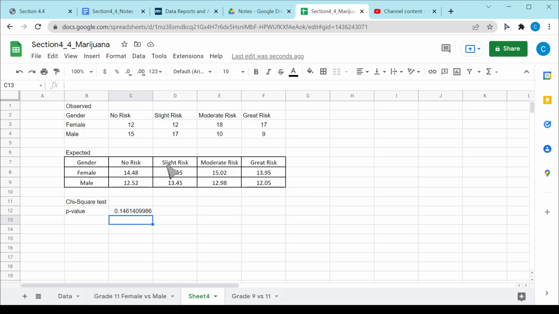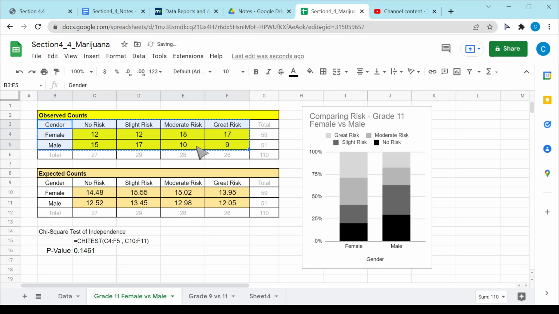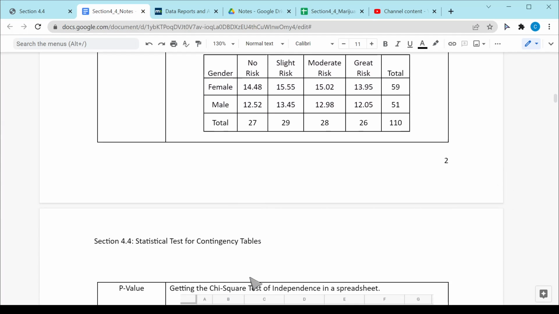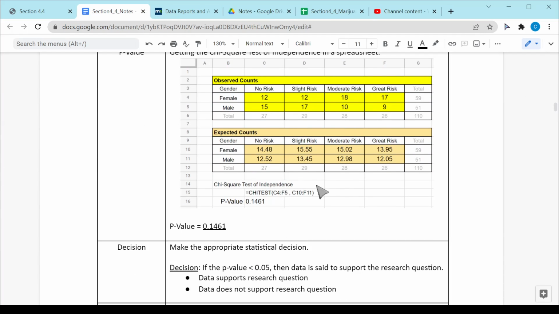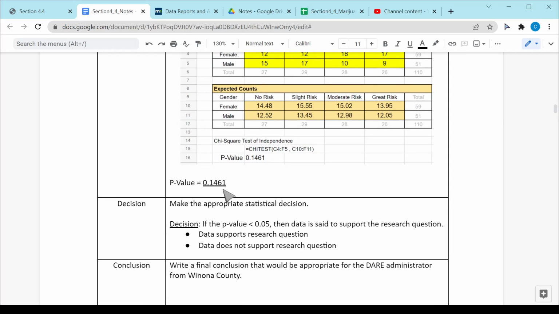Okay, so this is the information that I need to actually run the test in a spreadsheet. Now, I did a lot more fancy things over here when looking at this data. I put the totals in there and I color-coded things, but here's that 0.1461. You don't have to do all that other stuff. I did that, but you don't have to. The point being, we just use the spreadsheet to compute that p-value. This is all shown here in the notes for you, and the p-value is 0.1461. Is the p-value less than 0.05? It is not. So the data does not support the research question here.